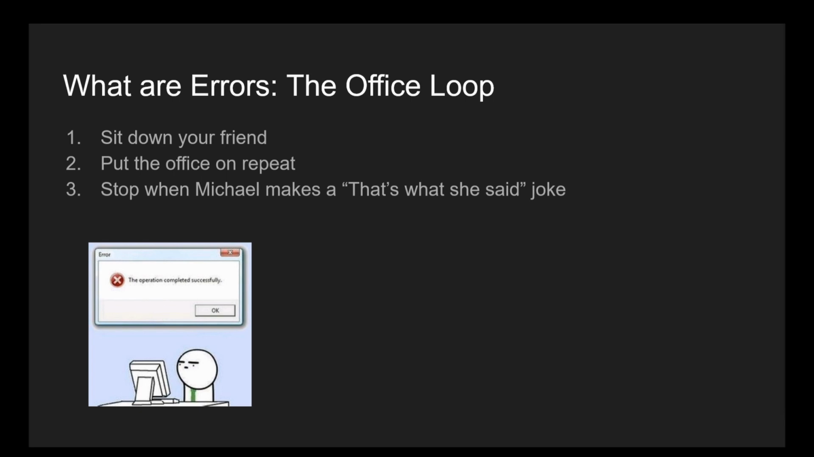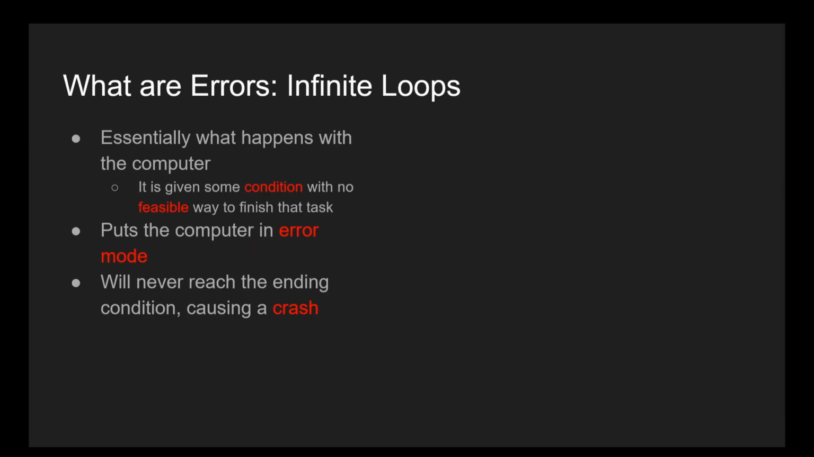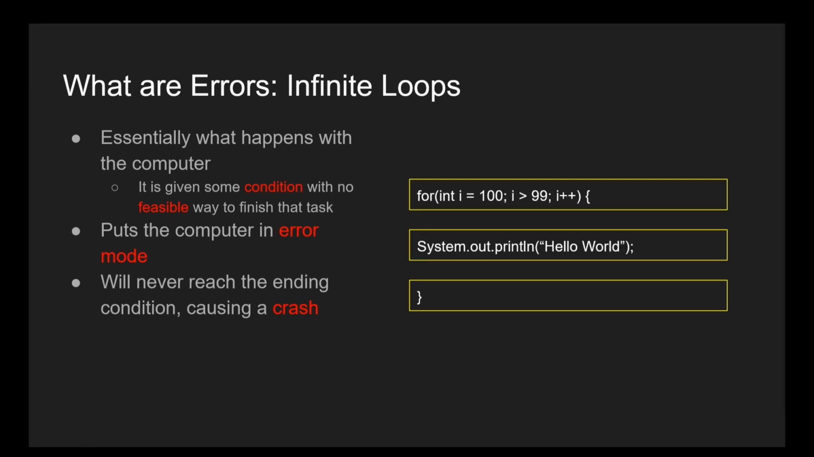This is essentially what happens with the computer. You give it some condition that it has to complete before the program can terminate. However, you give it no feasible way to finish that task. This puts the computer in error mode and most likely will crash your program as the computer desperately tries to complete the condition you gave it. As a computer example, if we try to have a program terminate when an integer i is no longer greater than 99, but i is initially 100 and only increases, the loop will never terminate and the program will crash.